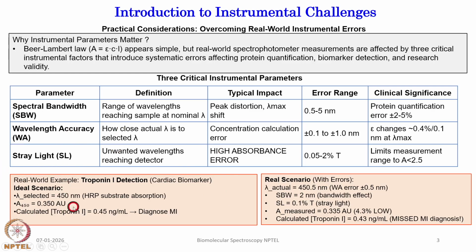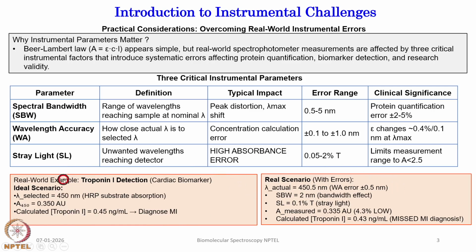So, suppose we are measuring it and its absorption is at 450 nanometer, where the substrate absorption happens, and at 450 suppose your absorption value is coming at 0.350 arbitrary units. So, the calculated troponin I level can be 0.045 nanogram per ml, that will diagnose myocardial infarction. So, if this value is coming, that is a biomarker.